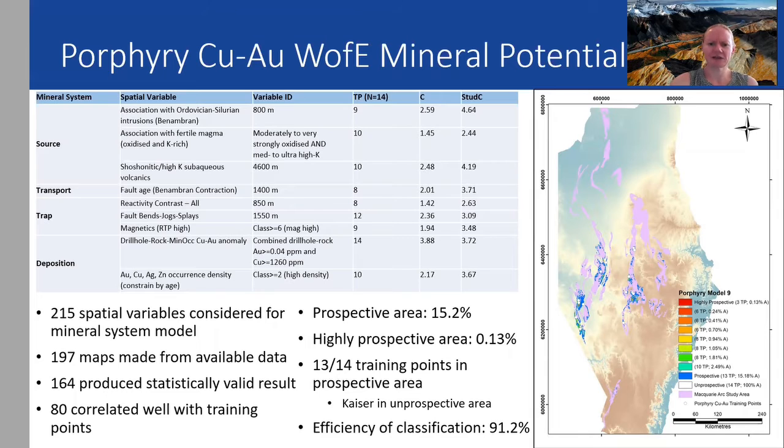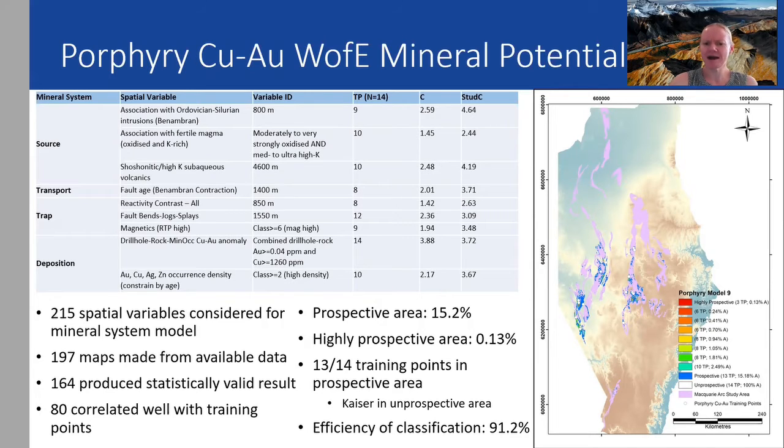The C value is the contrast, which is a measure of the correlation between the training points and our predictive maps. And the STUD-C is the studentized contrast value, which is a measure of confidence in our correlation. So you can see the number of maps that were made, how many were statistically valid, and how many actually produced a good correlation.